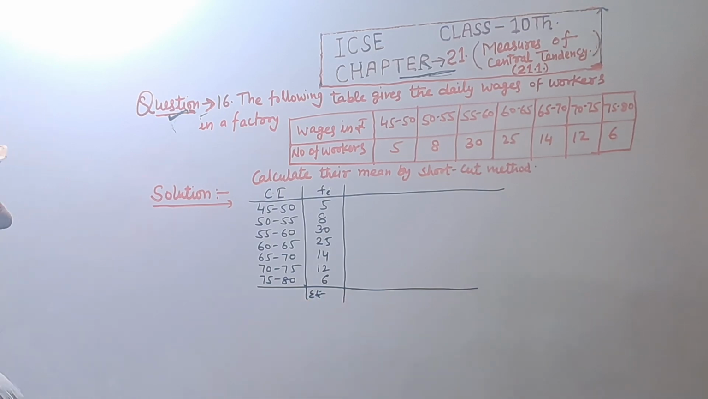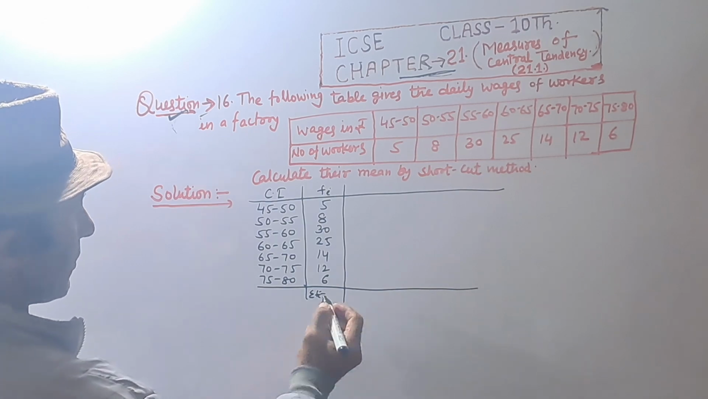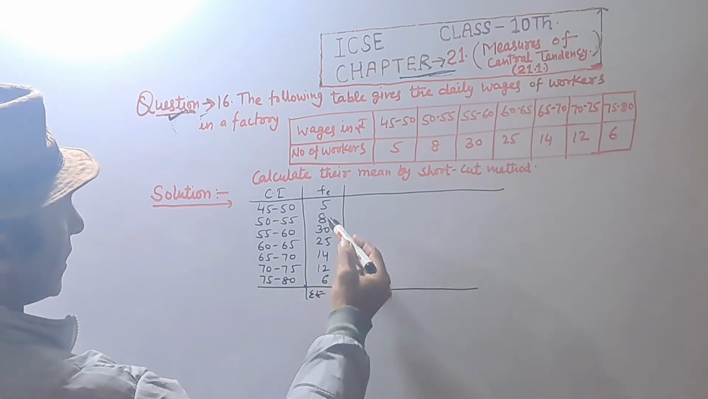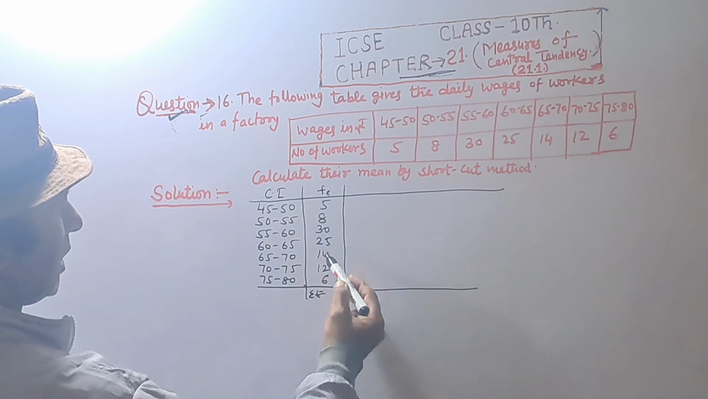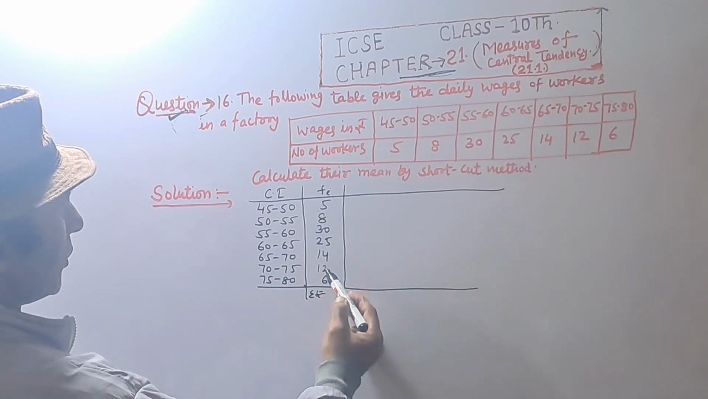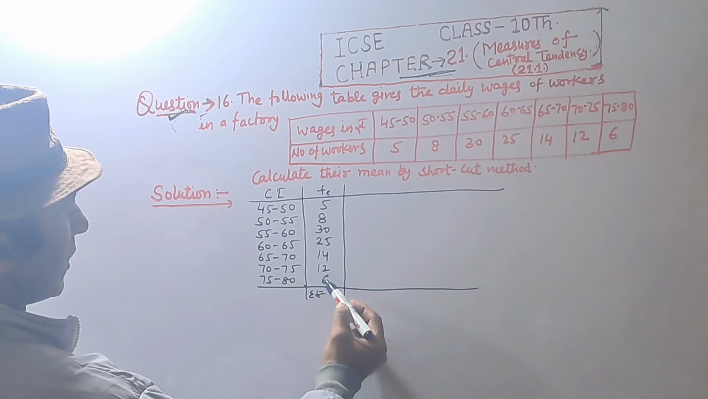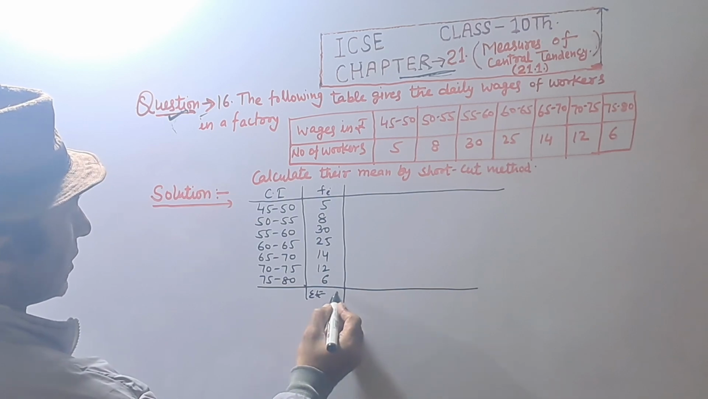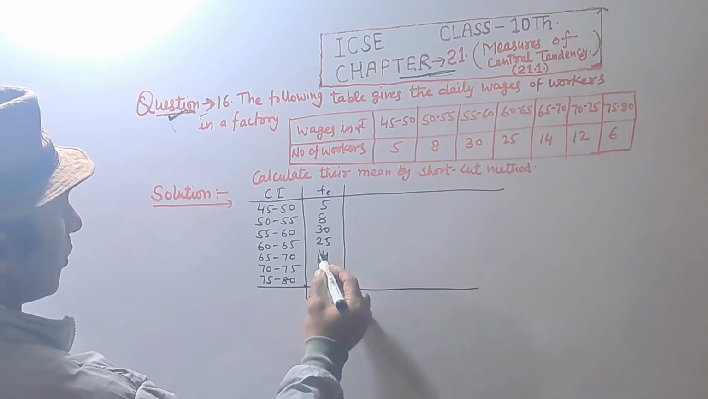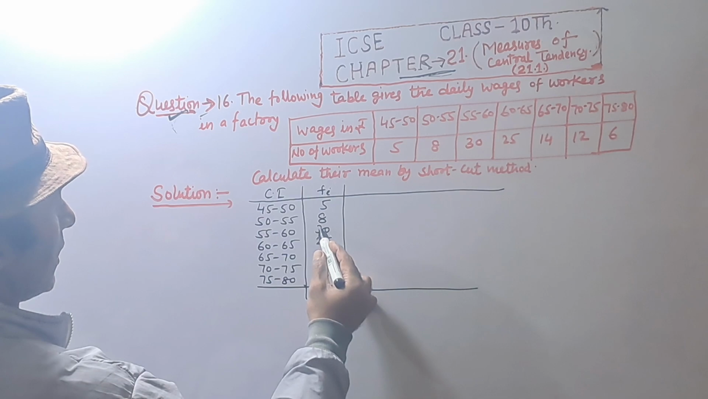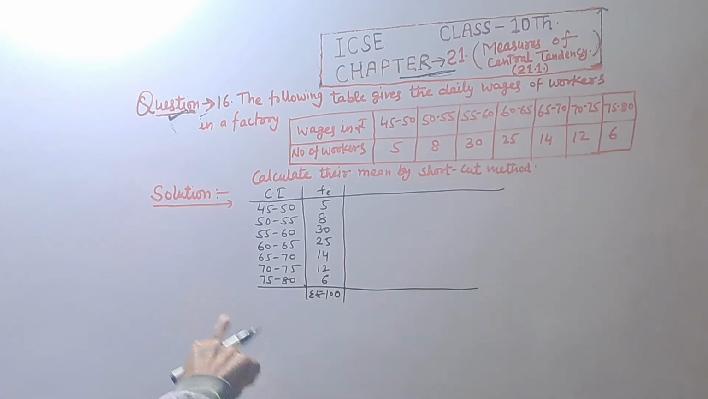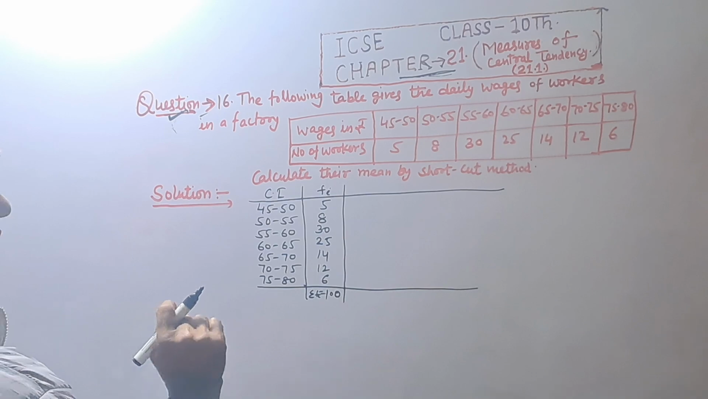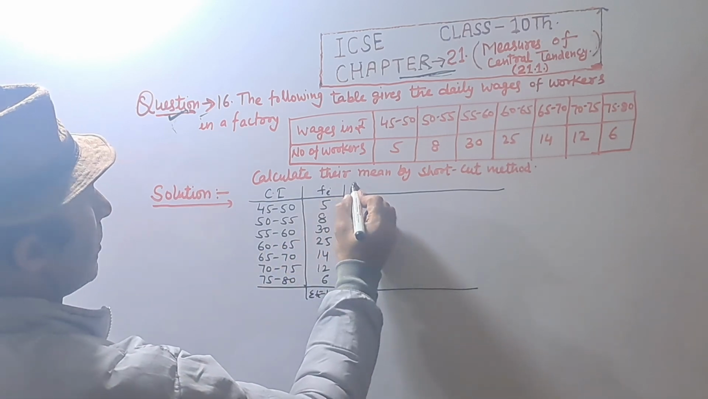Sum of frequency is equal to 5 plus 8, 13, 43, 68, 82, 94, 100. Sum of frequency is equal to 100, and mid value, that is xi.